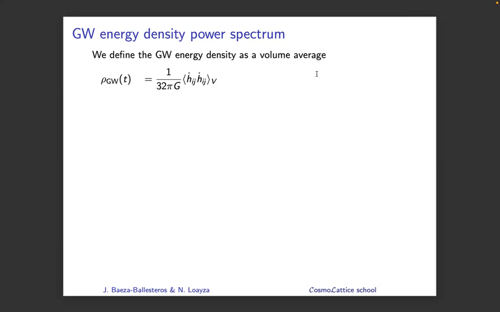Yeah. There's another question. It says the anisotropic tensor depends on the gradients of the scalar fields. So what is the gauge choice in CosmoLattice to evolve the scalar fields?